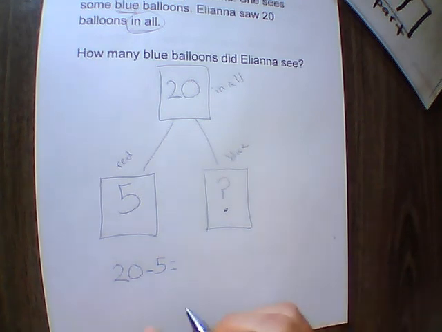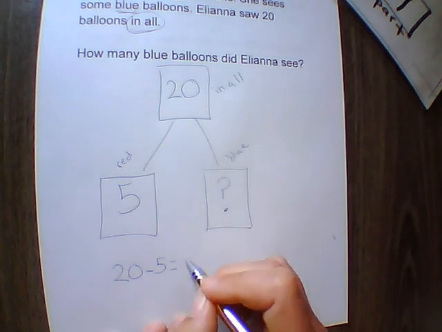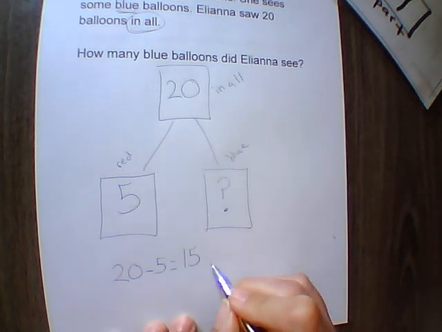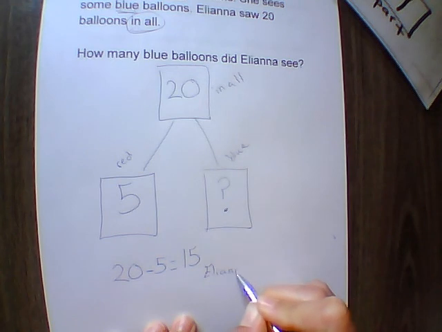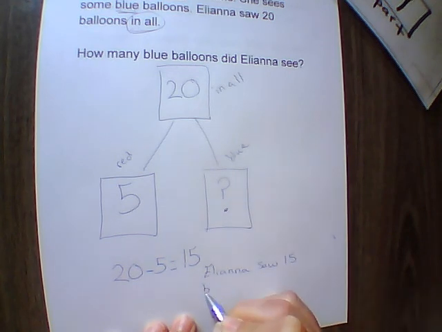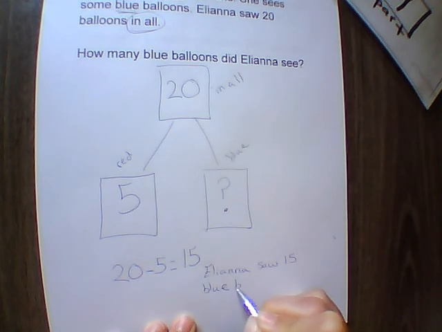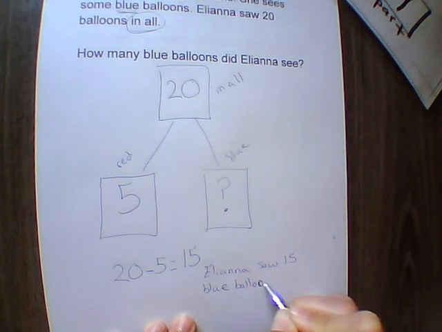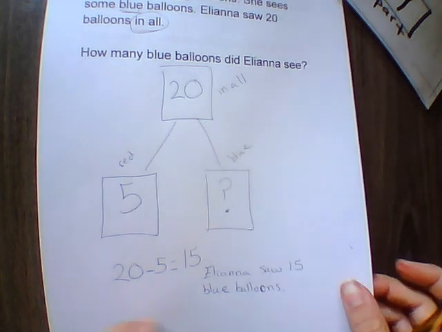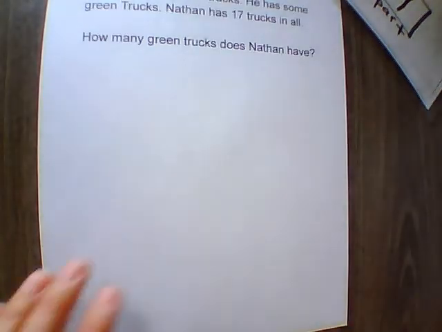All right, 20 minus 5 is 15. Now we can't stop there. It's Eliana saw 15 blue balloons. Period. All right, let's move to our next word problem.